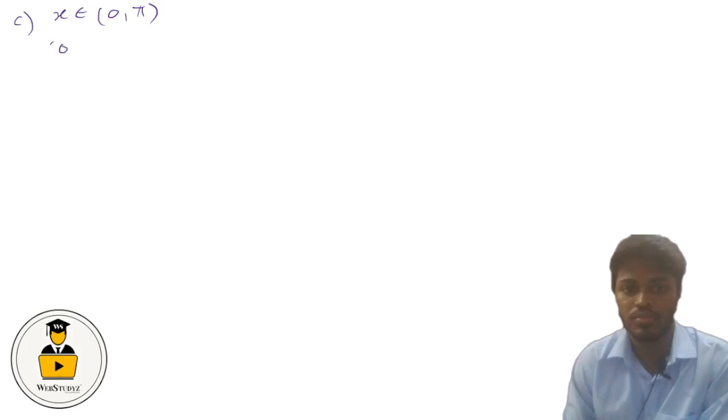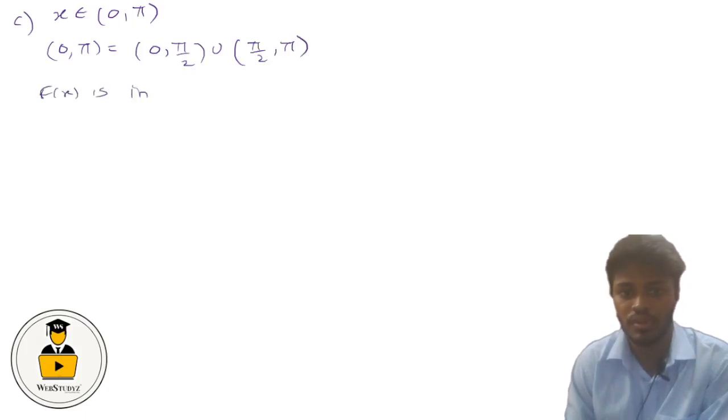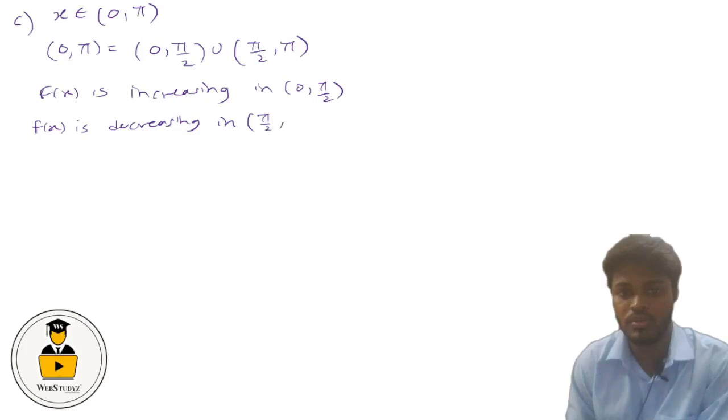Now the third part is we need to check. For the third, we have been given the range as 0 to pi. Now 0 to pi is nothing but 0 to pi by 2 union pi by 2 to pi. We have found that f of x is increasing in 0 to pi by 2, and f of x is decreasing in pi by 2 to pi.